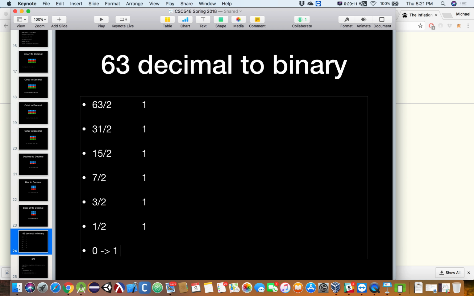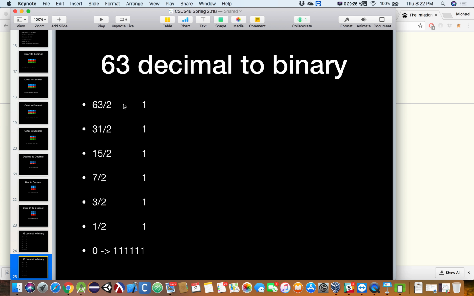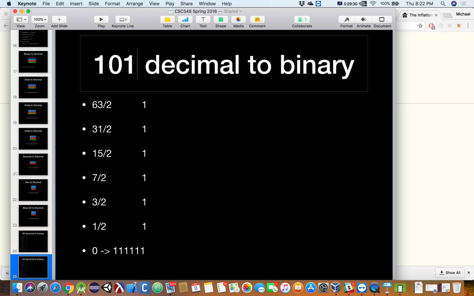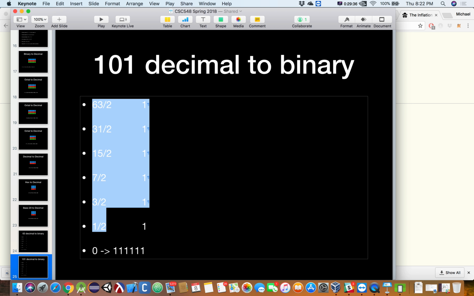So this is 1, 1, 1, 1, 1, 1, 1. So that's 63 in binary. But we read it from bottom up. So let's pick a little bit of a different number here. Maybe 101. I think 101 will give us a little bit more mixture.